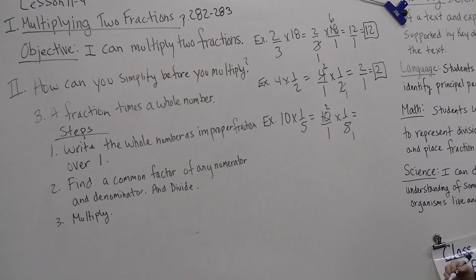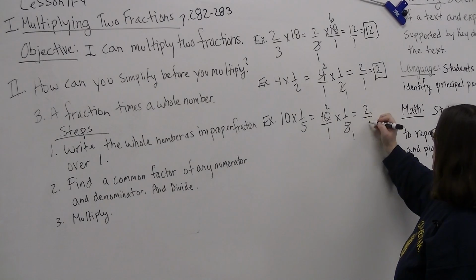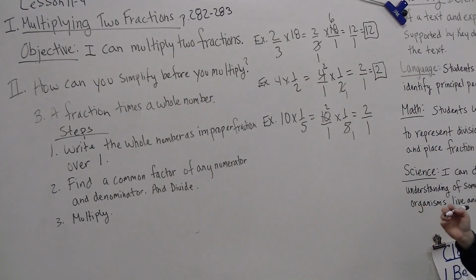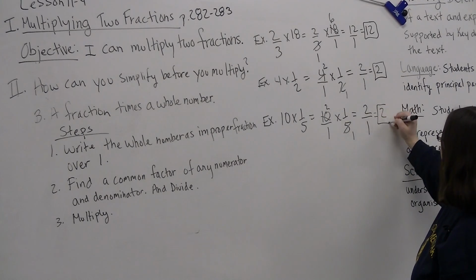Now I can multiply the fraction. 2 times 1 is 2, and 1 times 1 is 1. Okay, now that makes more sense for the other examples I've done, and 2 over 1 equals 2.